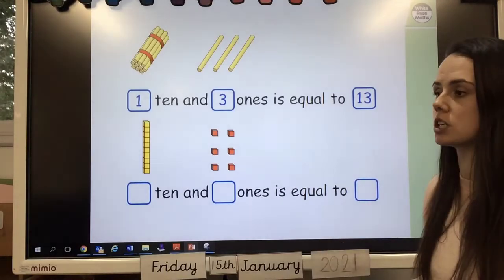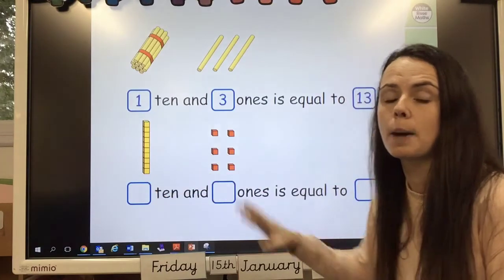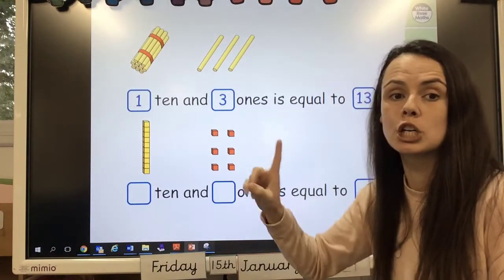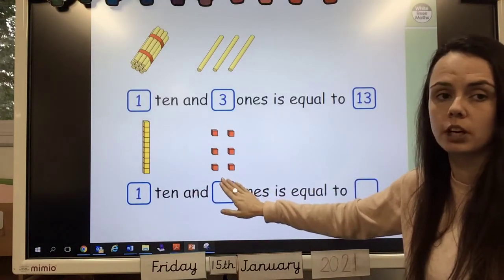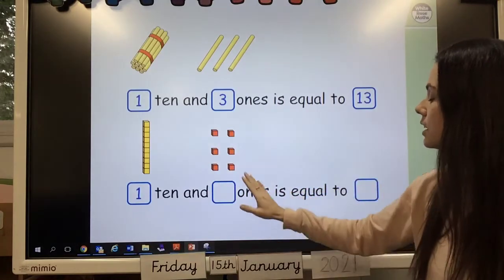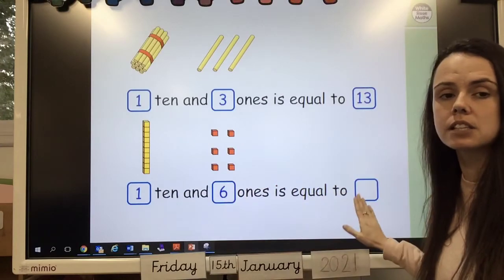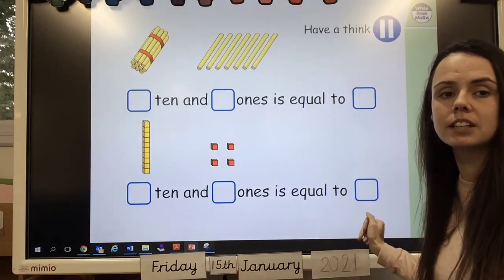What about down here? Now we've just looked at our cubes and we said if there is a stick of cubes together, that makes 10. So how many 10 sticks have I got? Just 1. And how many individual ones have I got? 1, 2, 3, 4, 5, 6. So a 10 and a 6 makes 16. Well done.